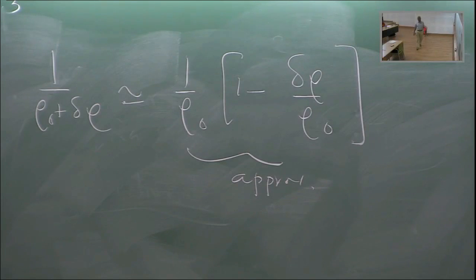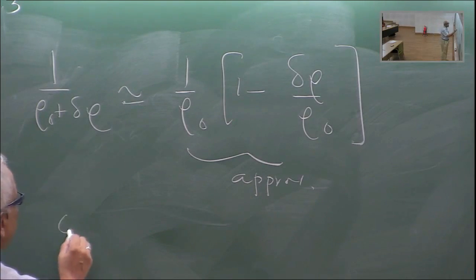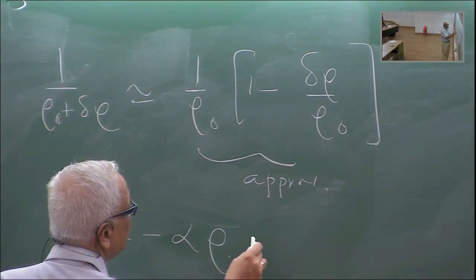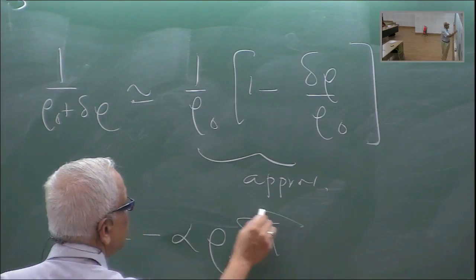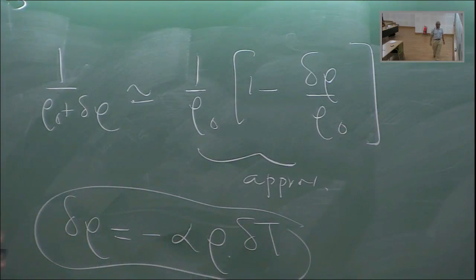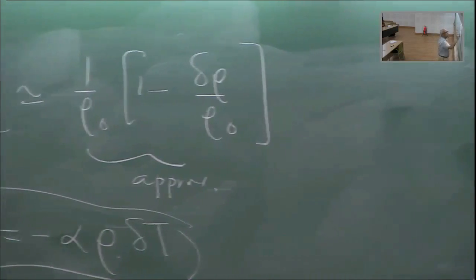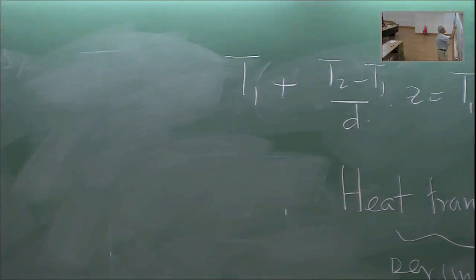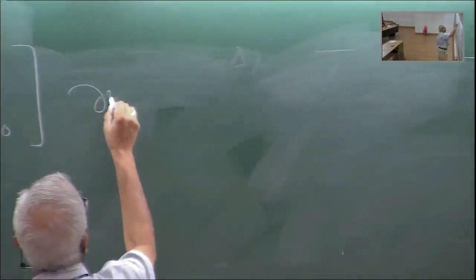Now you keep that delta rho, write down this equation with that delta rho over there, and substitute delta rho equal to minus alpha rho times delta T. That's the local connection between the thermal fluctuation and the density, and that is what you should end up with. So this is the assignment for today.